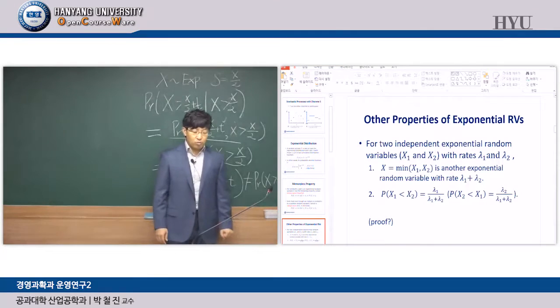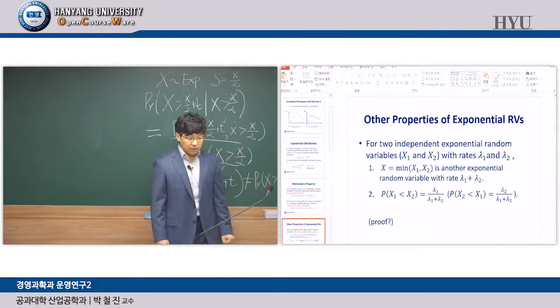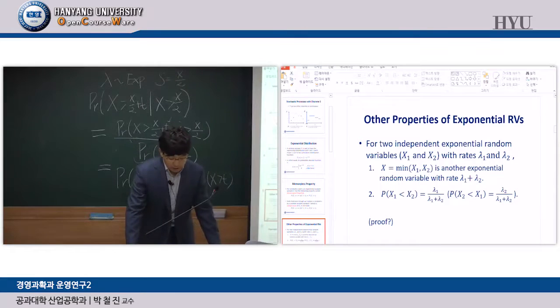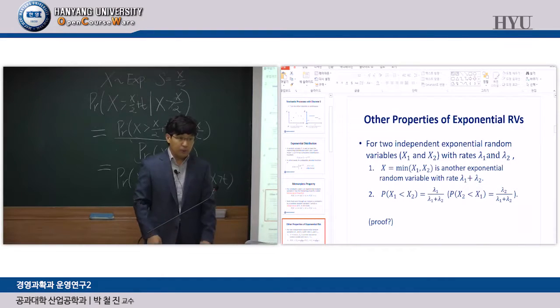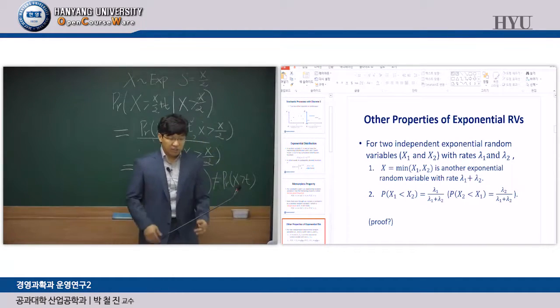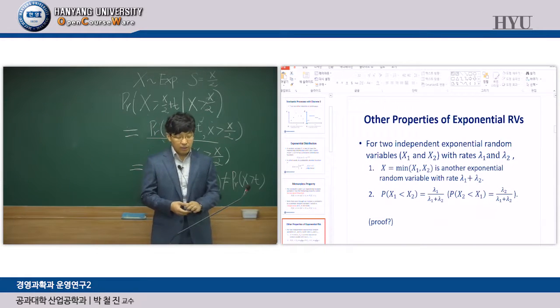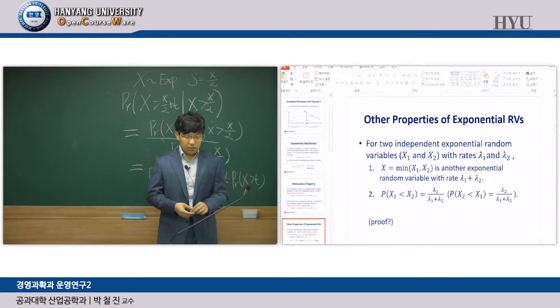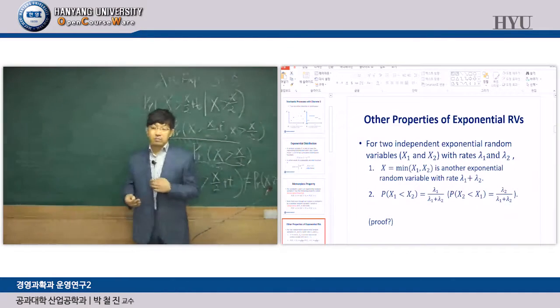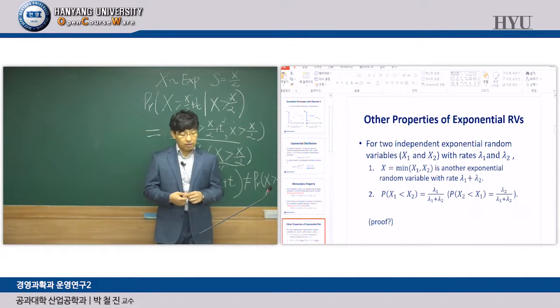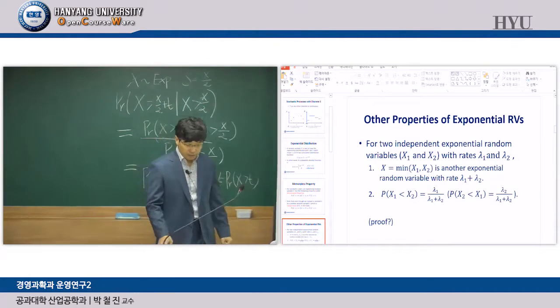And we have two more important properties regarding exponential random variables. These properties are very, very important. Sometimes to derive some result, we can naturally use them without any explanation. But one more thing is, to derive this result, we need to consider many techniques, and these techniques can also be used for deriving other results. So let's figure out what it is and how to prove it.